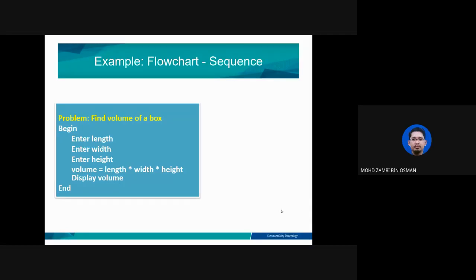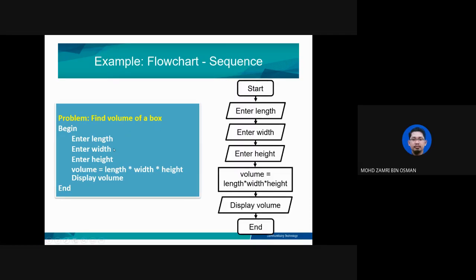So how can we do the sequence? This is an example from the algorithm: find the volume of a prism. Begin, and then enter length, width, and height. This is the representation using a flowchart. We have this parallelogram for enter, and the parallelogram is also used for input.